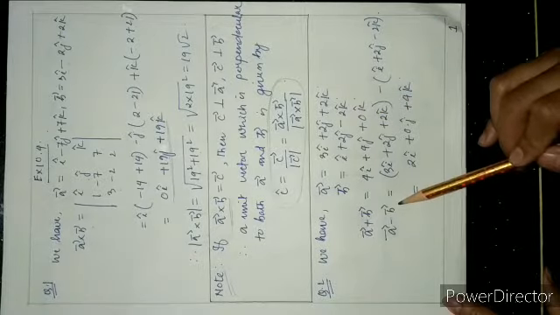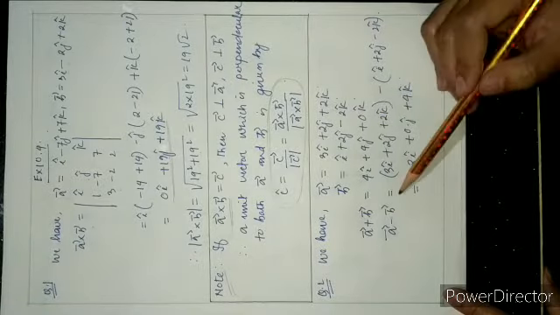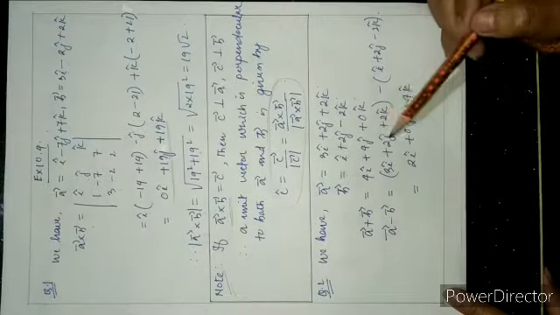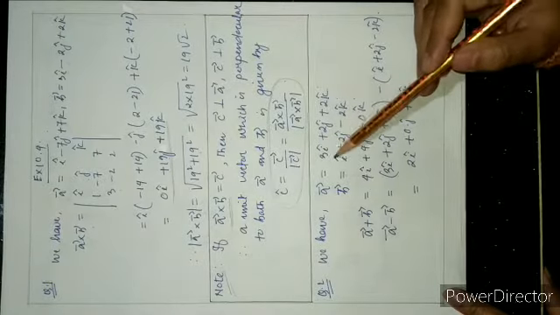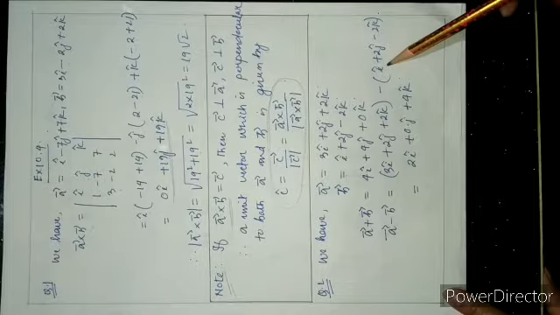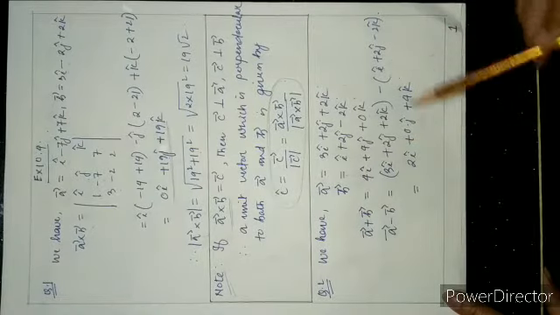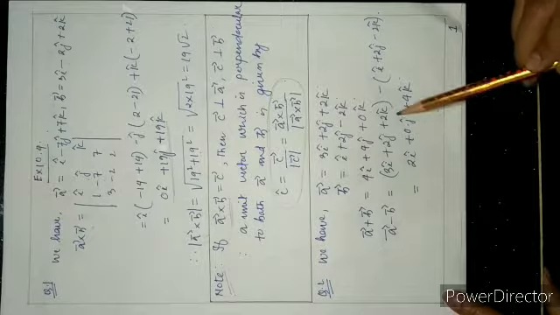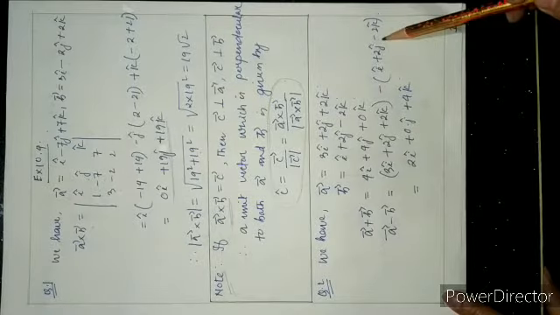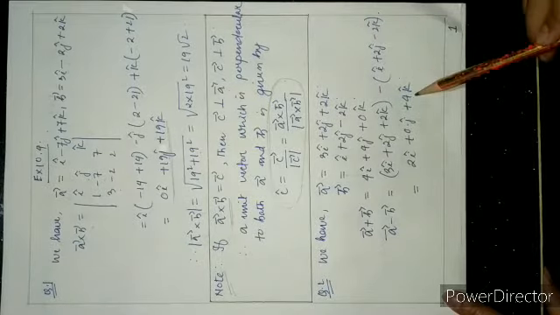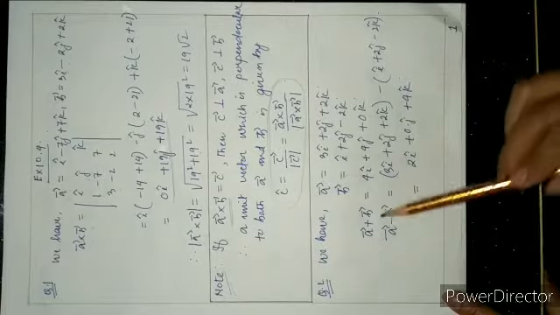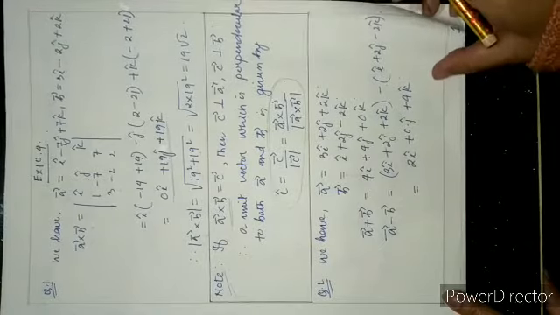Then find A vector minus B vector by subtracting the corresponding components. 3 minus 1 is 2 I cap, 2 minus 2 is equal to 0 j cap, and 2 plus 2 is equal to 4k cap. These are the components of A plus B and A minus B.